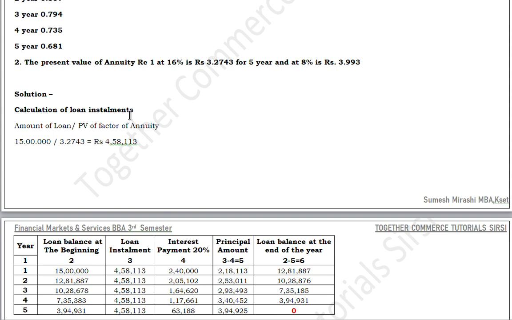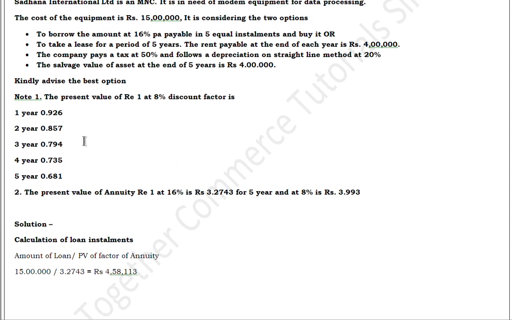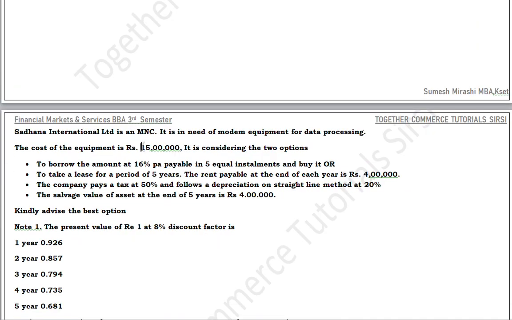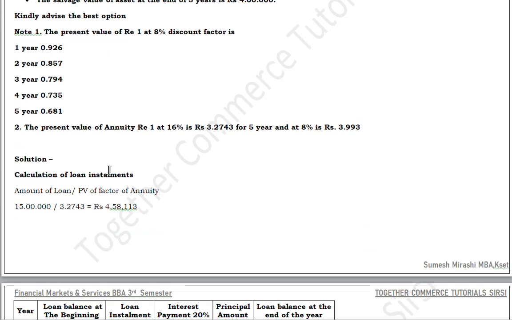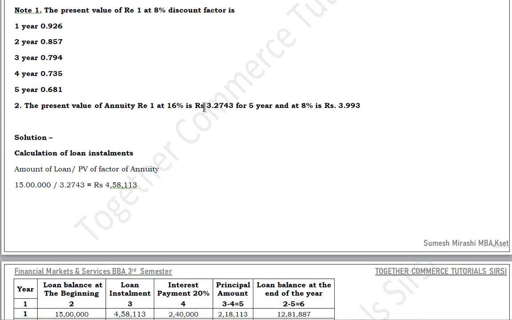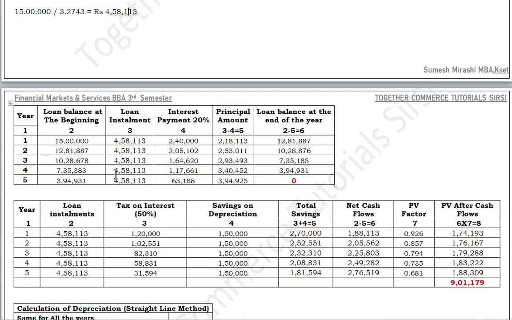So let us start with the first step, calculation of loan installment. And dear students, in the previous video this step was mistakenly showed as multiplication. Please change it to division. Okay, so the first step here is amount of loan divided by PV of annuity. The amount of loan in this problem is 15 lakh. So 15 lakh divided by PV annuity. Annuity factor will be given in the adjustment, that is here. So the answer will be 4,58,113.